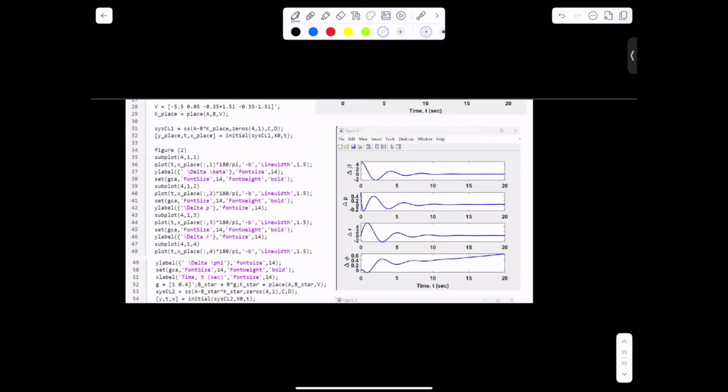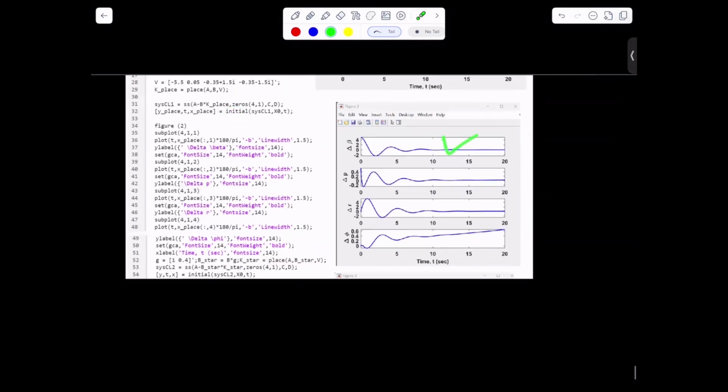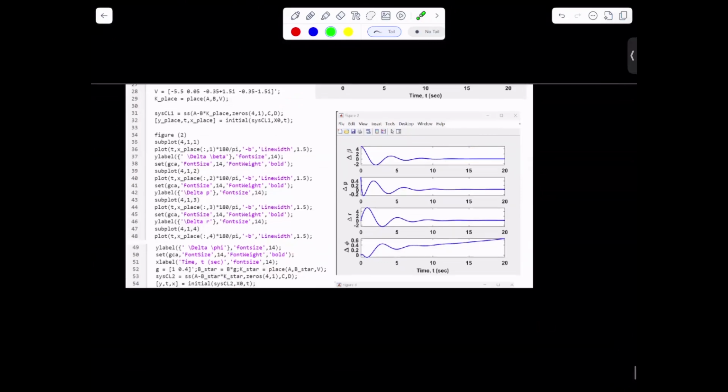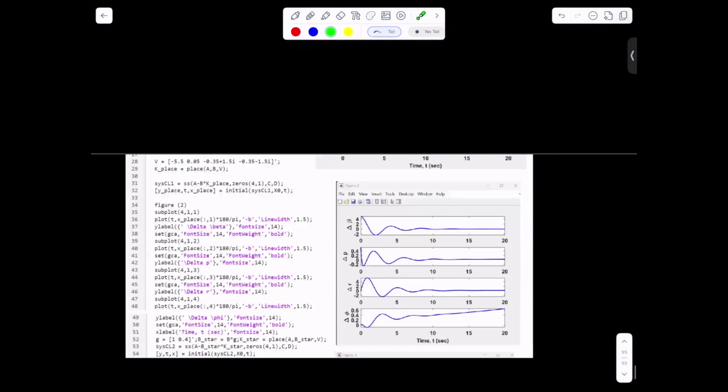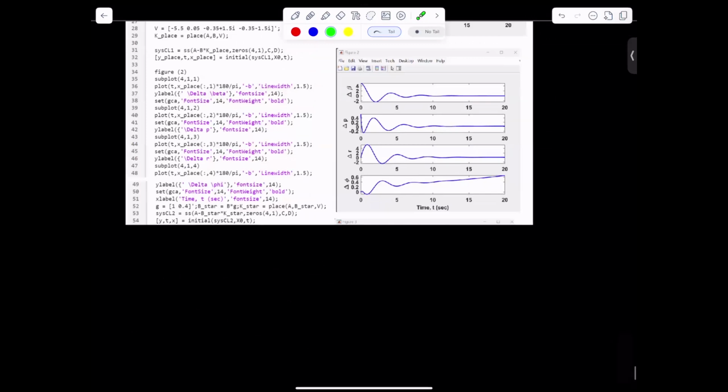Come to the next page. Here the step by step is given. This is the V matrix, this is K place, and this is the system in state space form. And if you write the initial command, it will give you the values of the states, and if you plot, this is our response. Whatever we have done here is in the code, and for plotting the response of the system we use the same function.